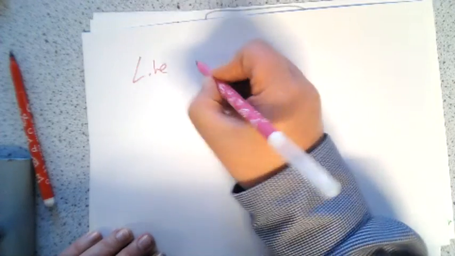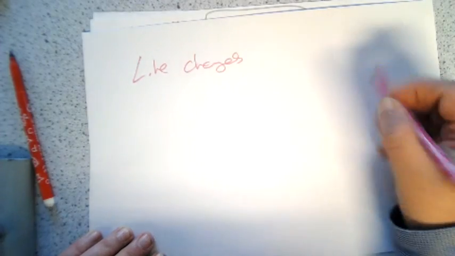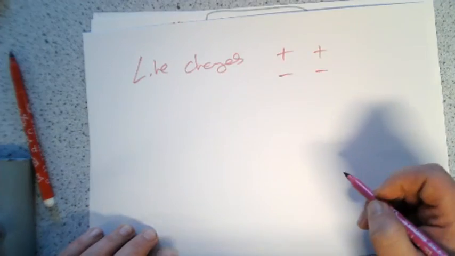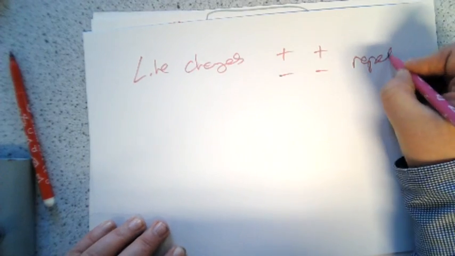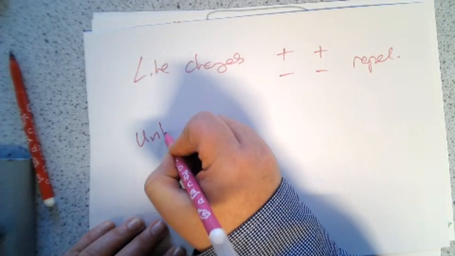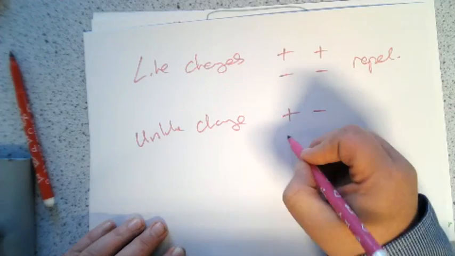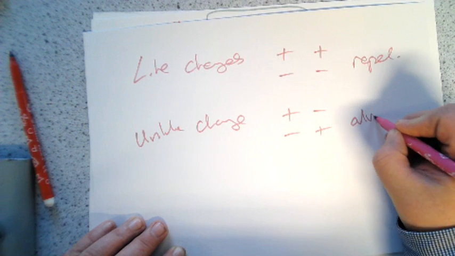Now, what we need to actually remember then is that like charges, so that's the same, two positives or two negatives, they actually repel each other, whereas unlike charges, so a plus and a minus, or a minus and a plus, they attract.